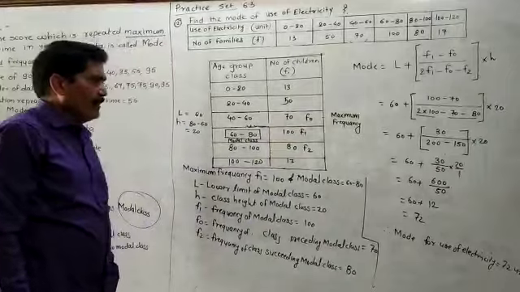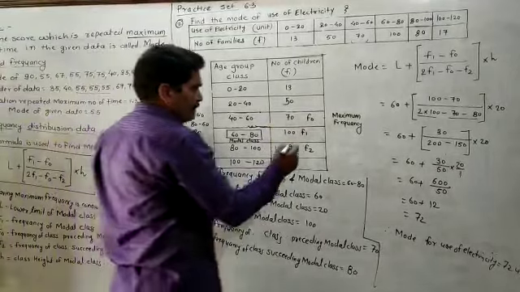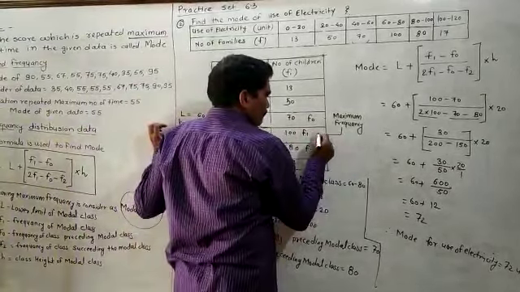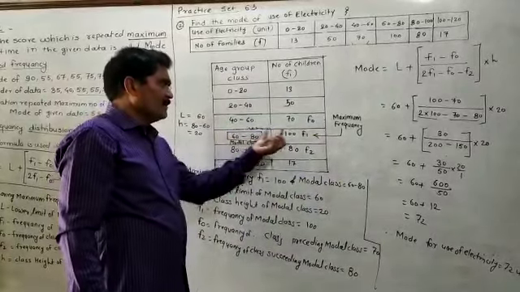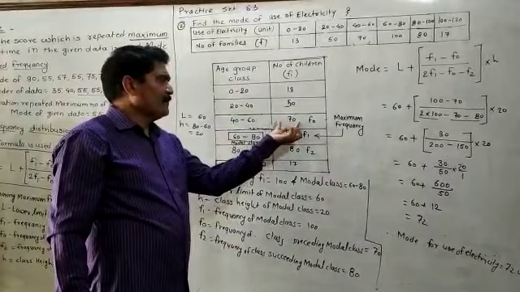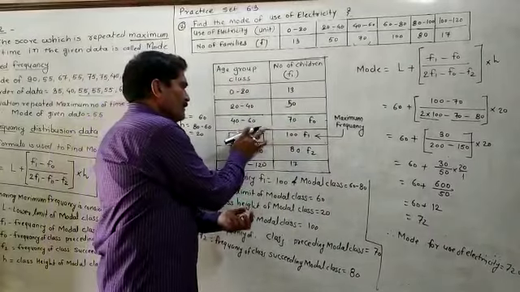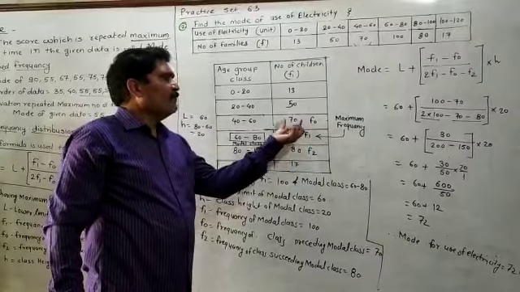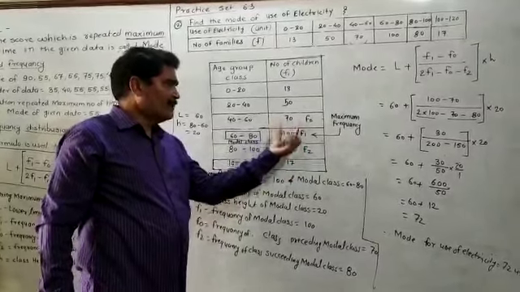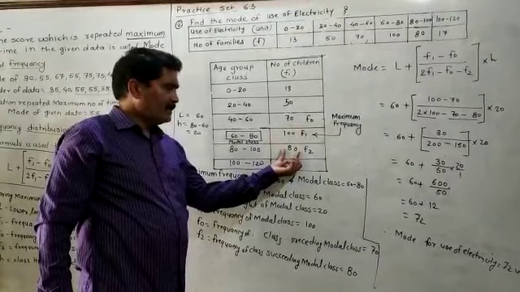So you have to find the maximum frequency. Which one is the maximum frequency? This one is the maximum frequency. So this class is called the modal class. This is the frequency of the modal class, F1. The frequency preceding the modal class is F0. The frequency succeeding the modal class is F2.